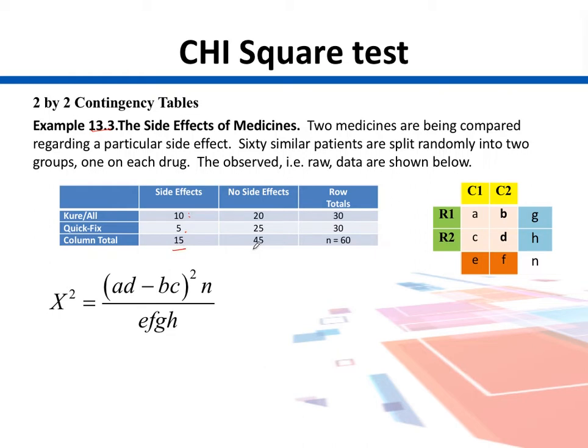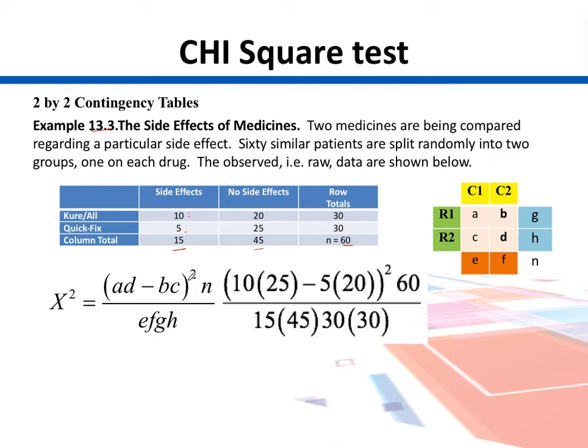45 did not have any side effects. Among them 20 were for Cure All and 25 for Quick Fix. In total we have 30 and 30: 30 patients were given Cure All and 30 were given Quick Fix, and the total number of individuals, the sample size or grand total, is 60. So we plug in these numbers as per this formula, applying the 2 by 2 contingency table, and the chi-square is 2.22. So that's our chi-square calculated.